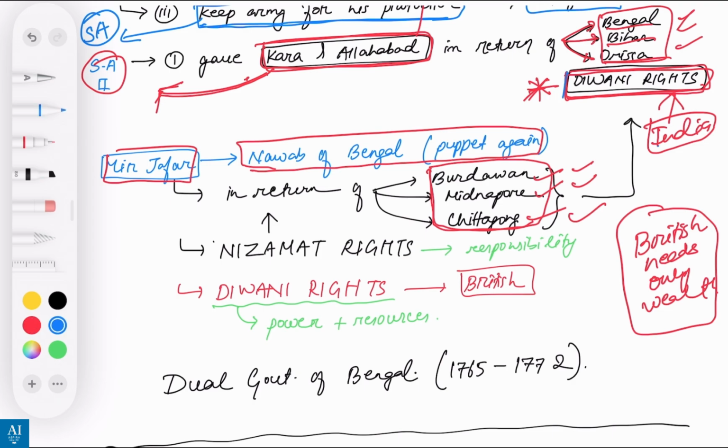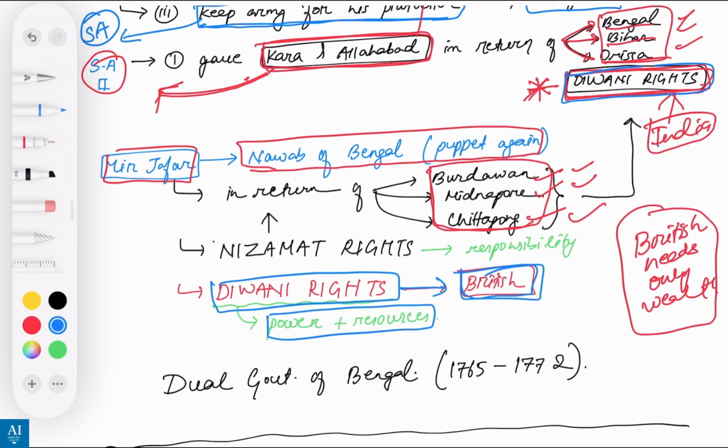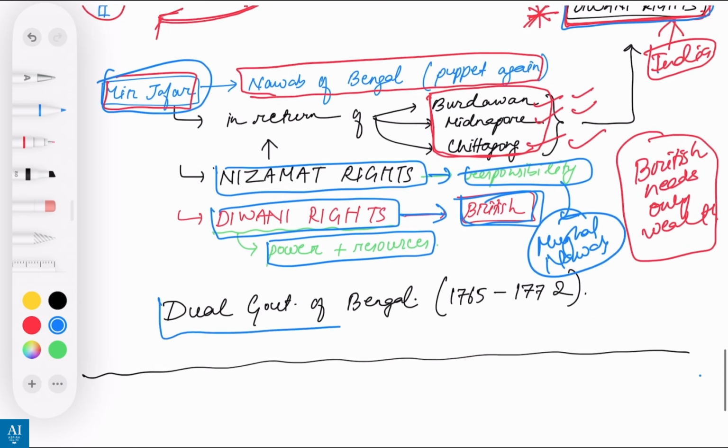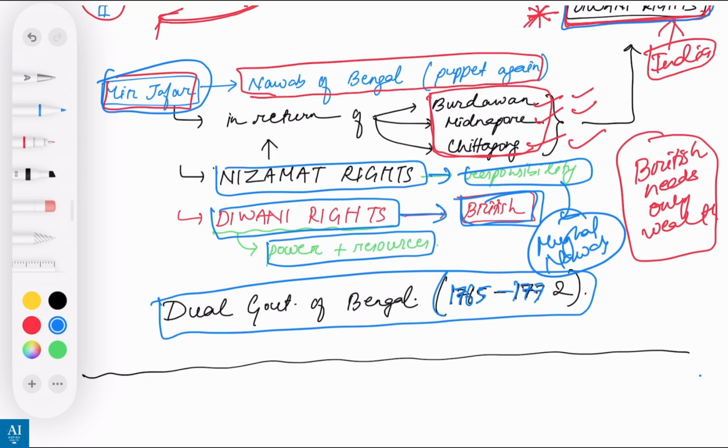Now let us talk about Diwani rights. What are Diwani rights? Diwani rights mean the power of resource and tax collection, or revenue collection. Everything is in the hands of whom? The hands of the British. But the responsibility of welfare, the responsibility for the people, that is called Nizamat rights, is in the hands of whom? The hands of the Nawab. That is Mir Zafar. So this is called the dual government of Bengal, and this took place in 1765 and lasted up to 1772.